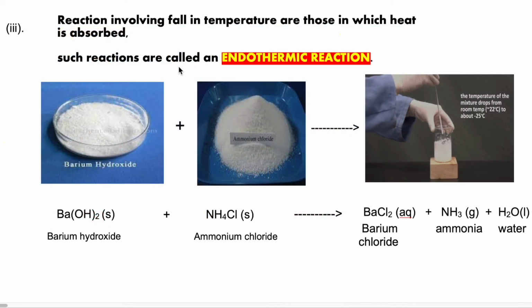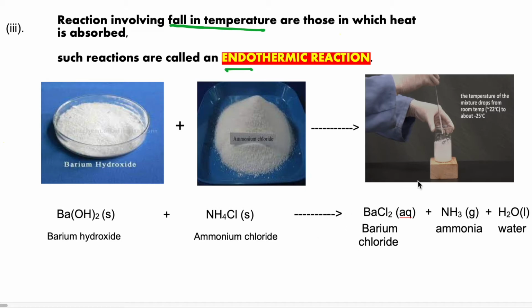So now let us talk about such chemical reactions where fall in temperature occurs. The reactions involving fall in temperature are those in which heat is absorbed. Such reactions are called endothermic reactions. For example, when barium hydroxide is added to ammonium chloride and it is stirred with a glass rod, then barium chloride, ammonia gas and water are formed.